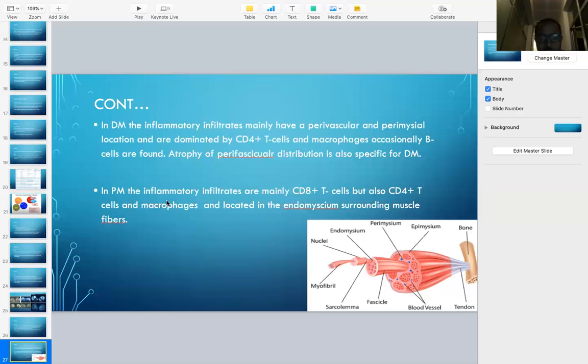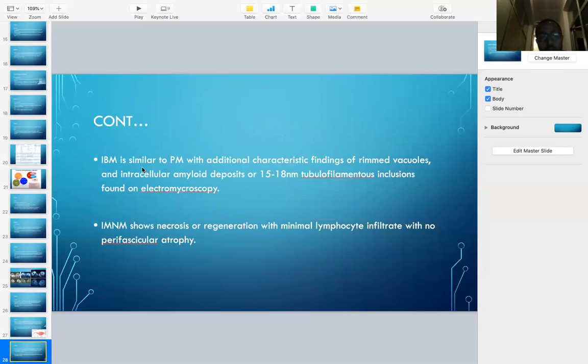The other is polymyositis, where the pathologies are in the endomysium. The inflammatory infiltrates are CD8 dominant and are seen in the endomysial location, but CD4 cells can also be seen in a smaller proportion. Similarly, inclusion body myositis histology is dominantly seen in the endomysium, similar to polymyositis. In addition to the CD8 dominant inflammatory infiltrate in the endomysium, in inclusion body myositis you will find rimmed vacuoles, which are pathognomonic, and intracellular amyloid deposition, and tubulofilamentous inclusions can be seen on electron microscopy. If you find those things, then it's diagnostic for inclusion body myositis.